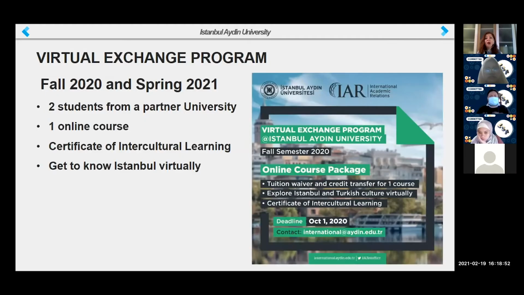And we also moved our exchange program to a virtual mode as well. We did this in the fall semester, and we are now doing it in the spring semester. Again, 2 students from each partner university. Of course, they stay, unfortunately, at home in their home university, and they take their own courses, but they do some webinars to, again, give them an idea about Turkish culture and teach them a little bit about Istanbul.